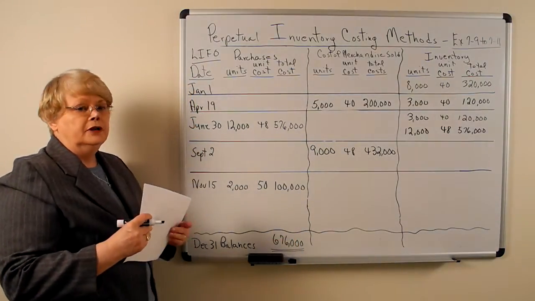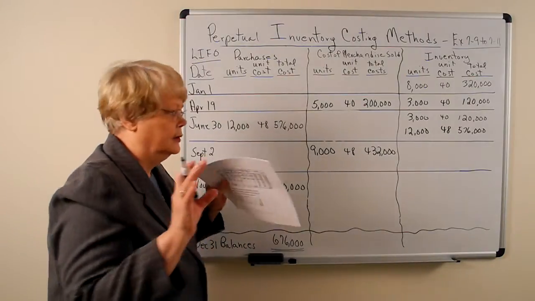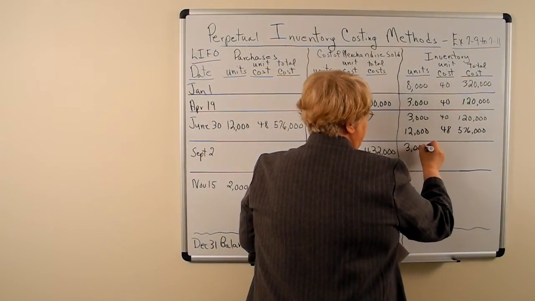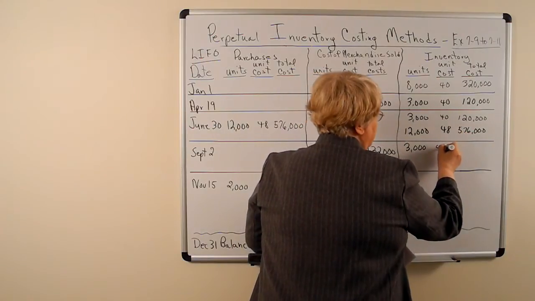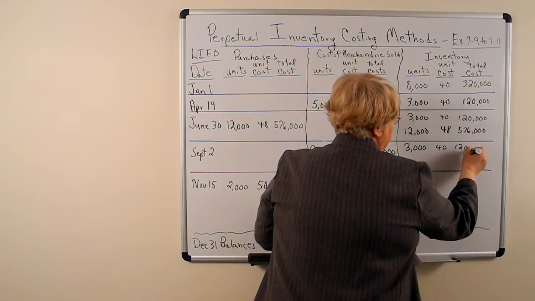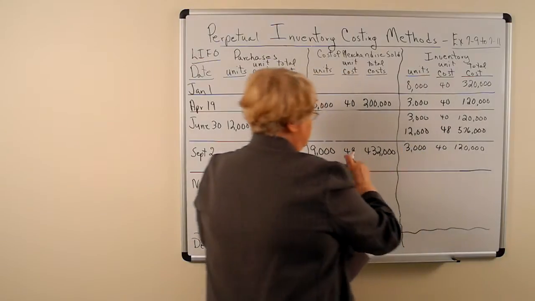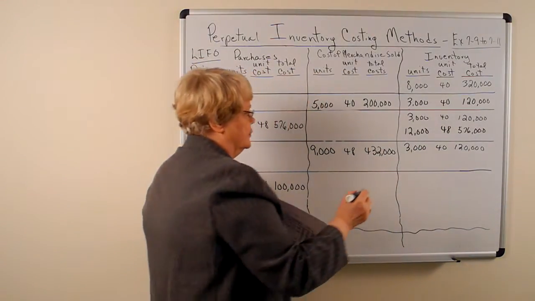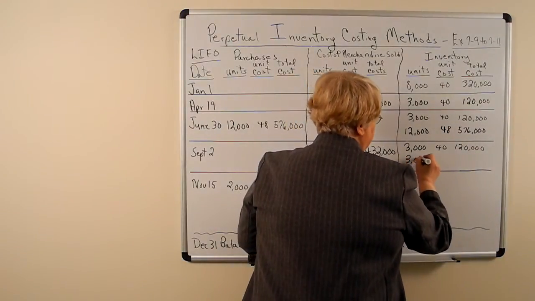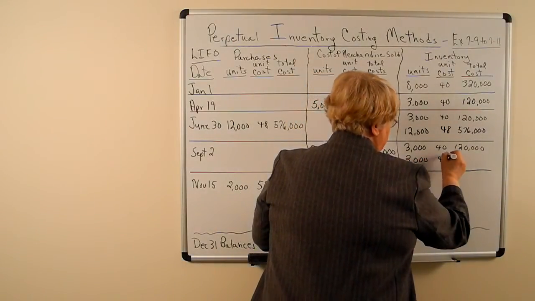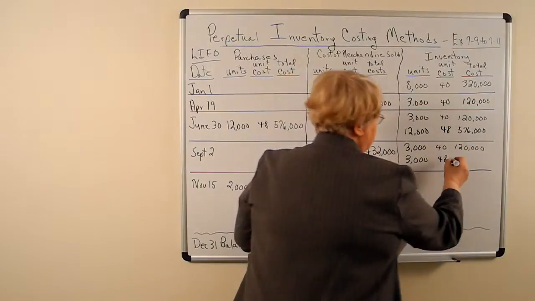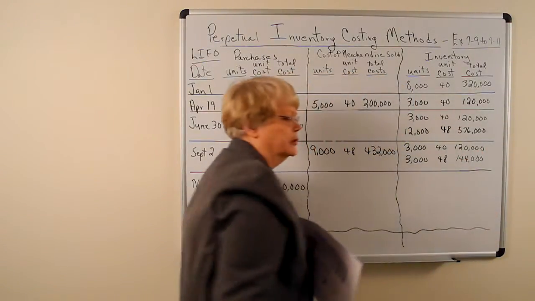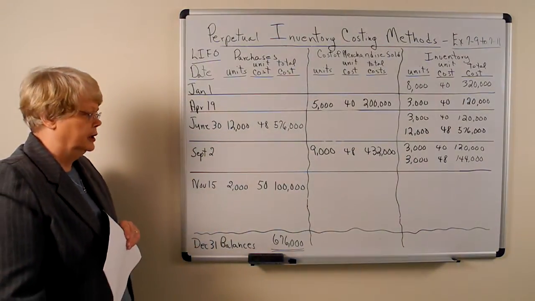Now you're going to bring your layers down, and remember, bring them down in the order that they were purchased. Nothing happened to the 3,000 at 40. It remains the same. But you've got to reduce the 12,000 by the 9,000 sales, so you've got 3,000 left in that layer at 48. And that is 144,000. Be very careful with LIFO. It will trick you up.